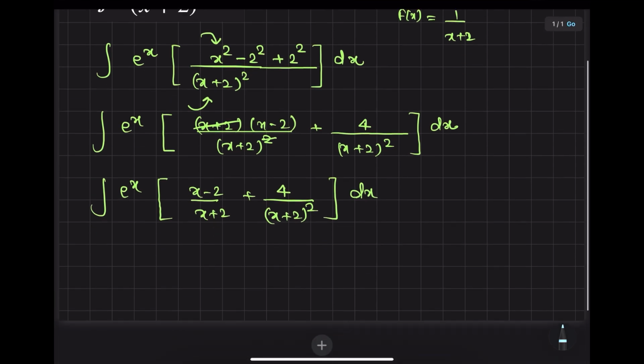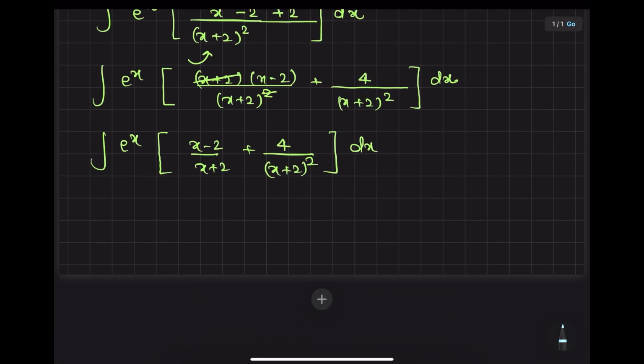For that we have to differentiate the function y equals x minus 2 by x plus 2. So it is dy by dx. Now it is a u by v function, so we will keep the denominator as it is and differentiate the numerator. The differentiation of x is 1, so it is 1, and the differentiation of a constant is 0.